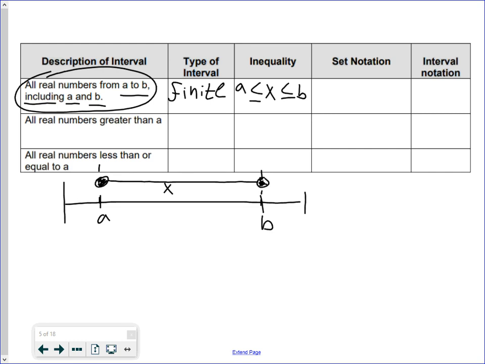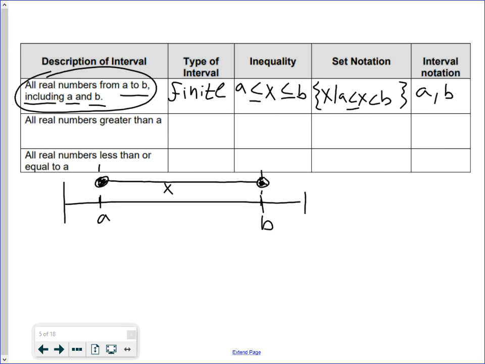Set notation is just the inequality with the squiggly braces at the end on both sides, and the x and the line. And then we just rewrite the inequality. That's all we're doing. So it says x such that A is less than or equal to x, less than or equal to B.